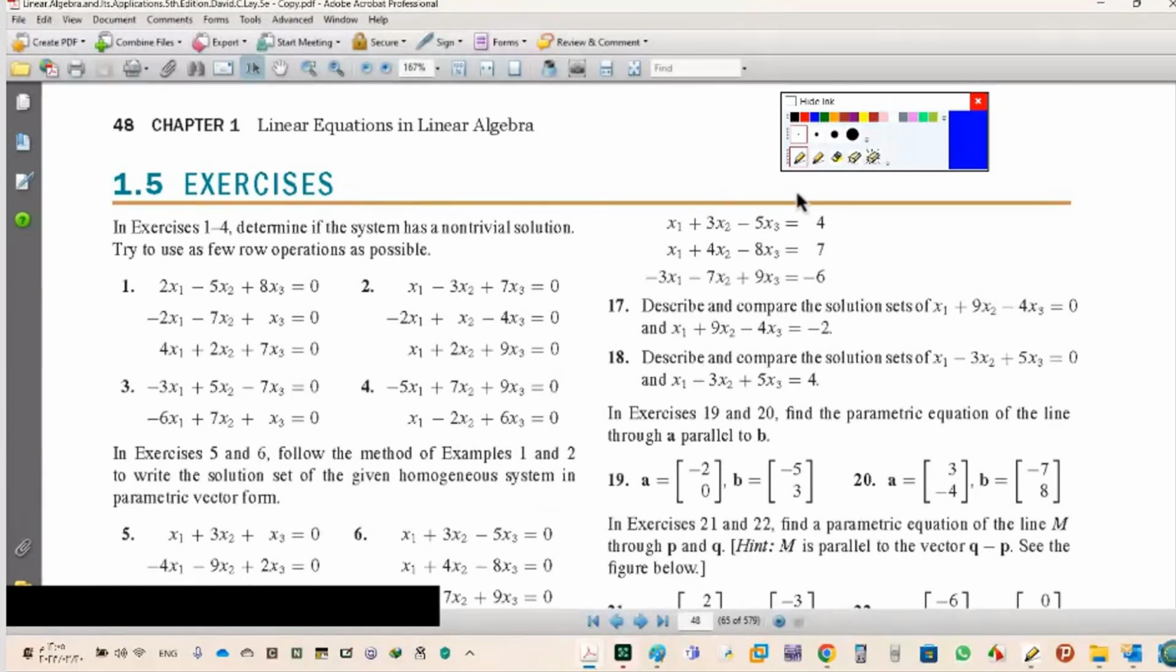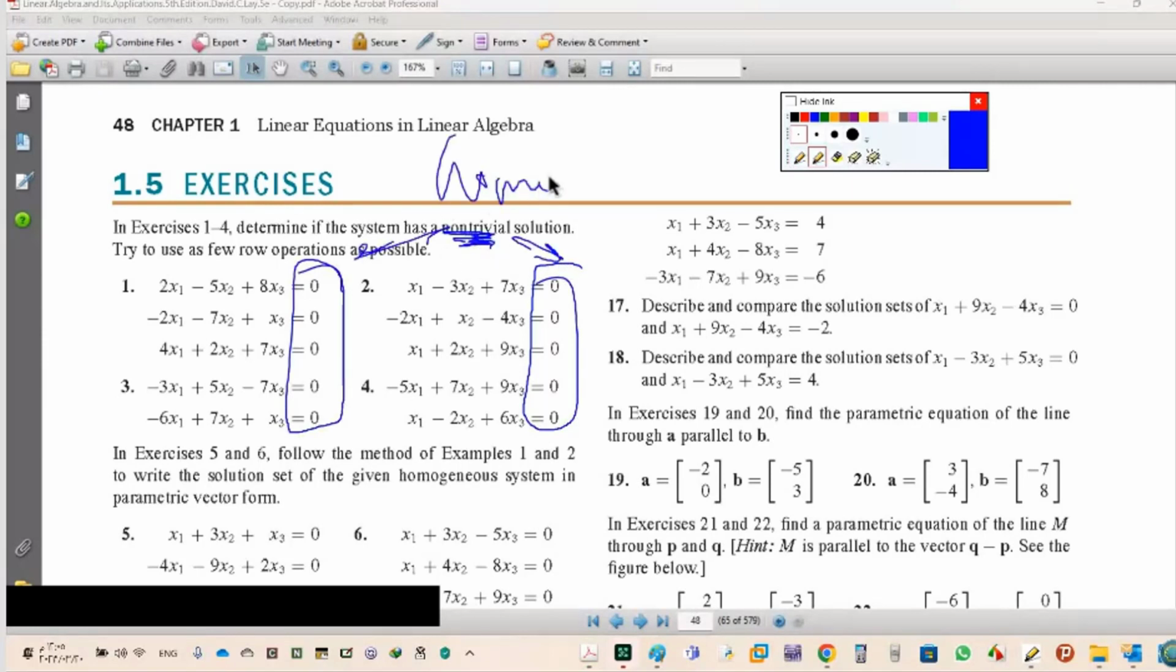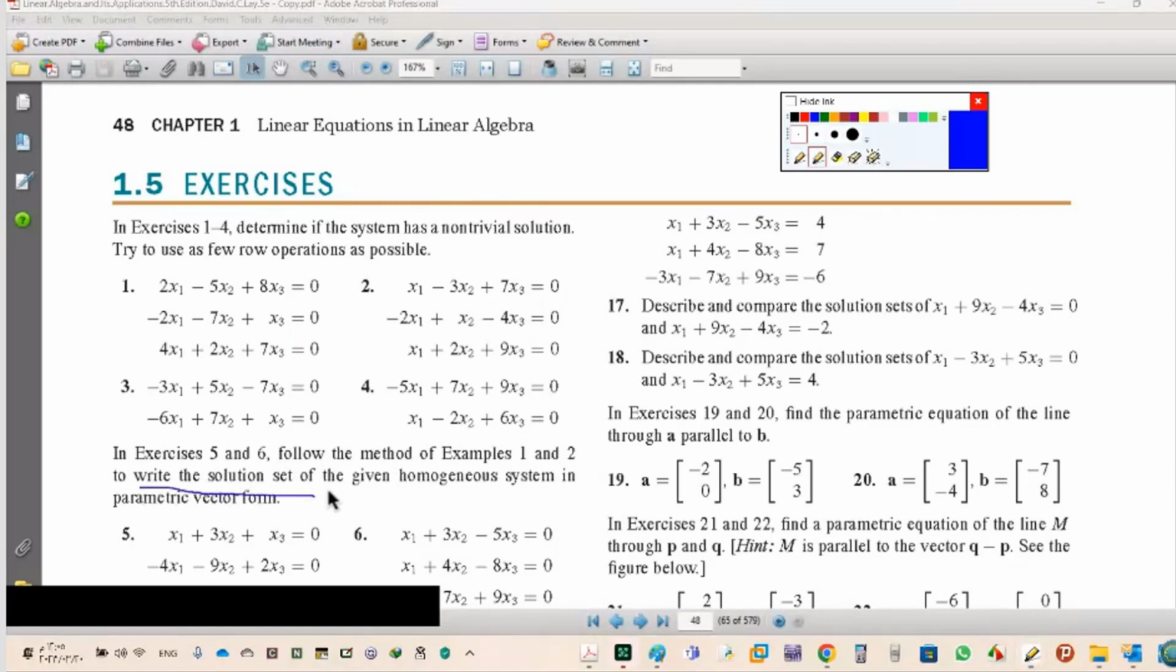So see, again, I told you, this is just for homogeneous. See, all of these are homogeneous. So trivial and non-trivial are just for homogeneous. Here you have to check if you have a free variable or not. I solved one. Follow the method and write the solution set in parametric vector form. If you have a free variable, you have to write it in parametric vector form.